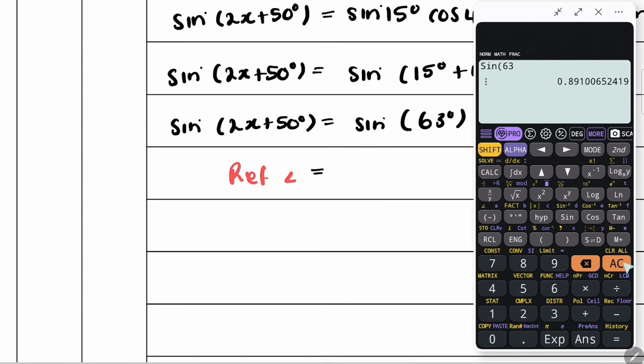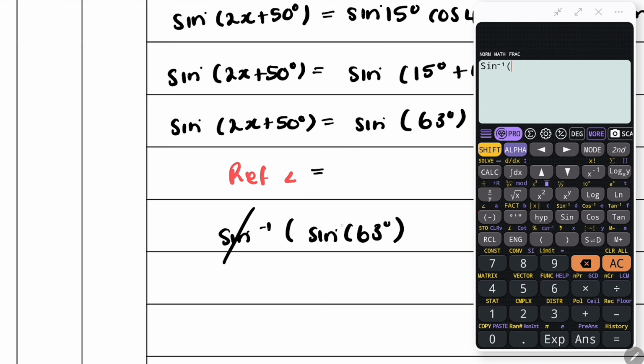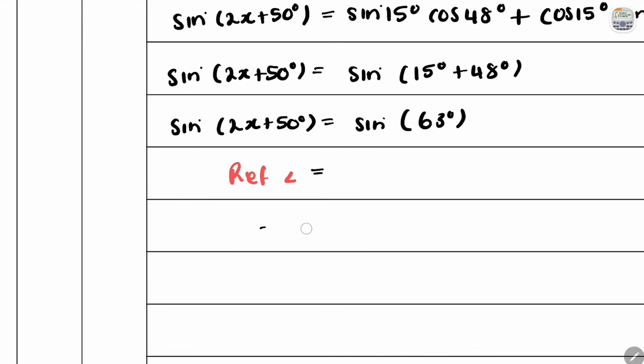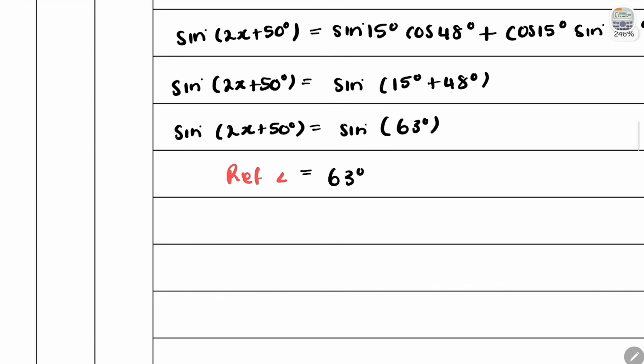So we will have the inverse of sine, shift sine of sine 63 degrees. Now what you will notice is they would cancel each other out, because we have the inverse of sine being applied to the sine function. And so they will cancel and you'll just be left with 63 degrees. So this is equal to 63 degrees. That is our reference angle.